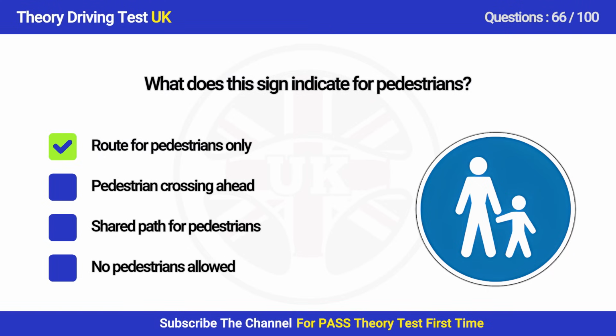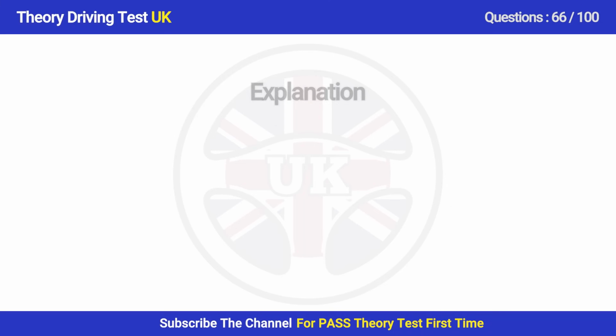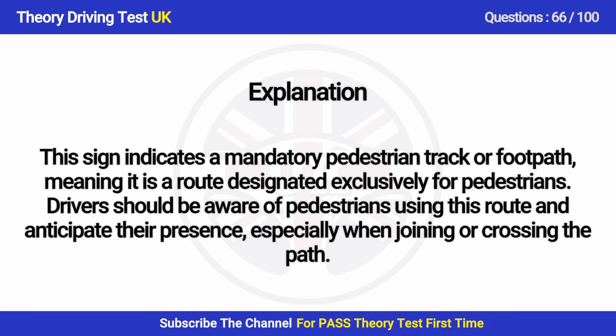Answer is A. Route for pedestrians only. This sign indicates a mandatory pedestrian track or footpath, meaning it is a route exclusively for pedestrians. Drivers should be aware of pedestrians using this route and anticipate their presence, especially when joining or crossing the path.